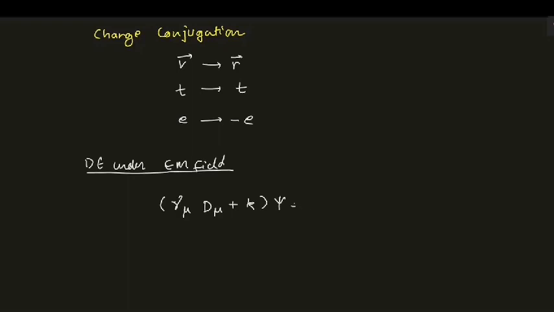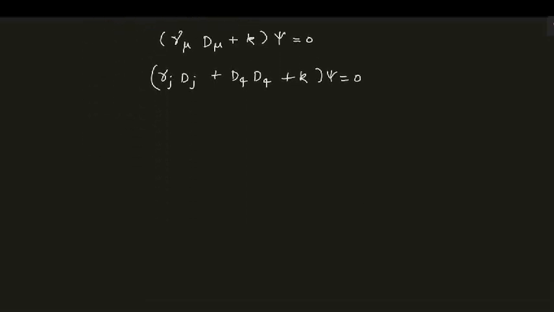Now we do our daily routine, what we do always: separate the time and space parts. This is the space part and the second is the time part. This is looking good. Now we just need to take the charge conjugation operation. Before that, let me tell you one thing.